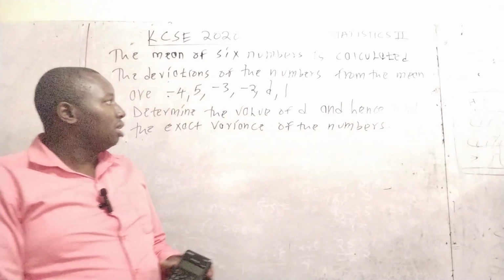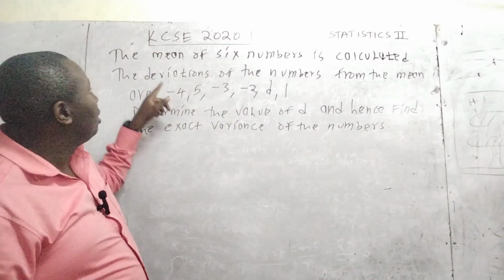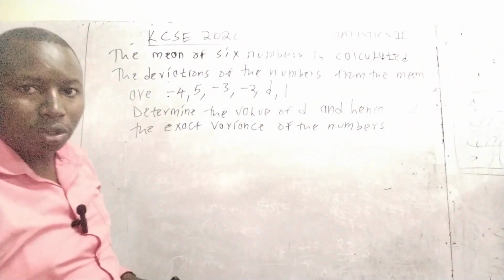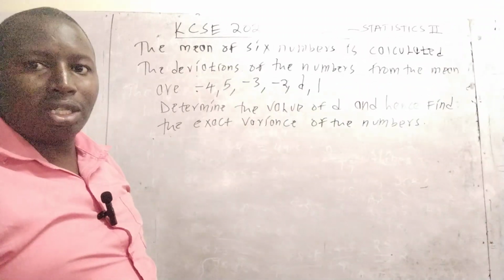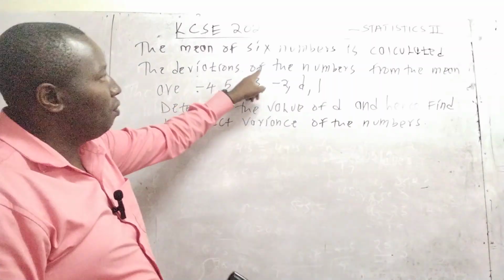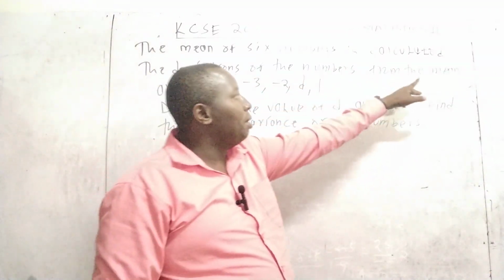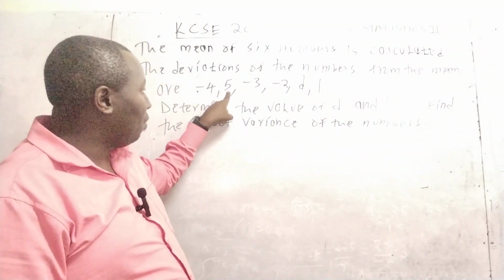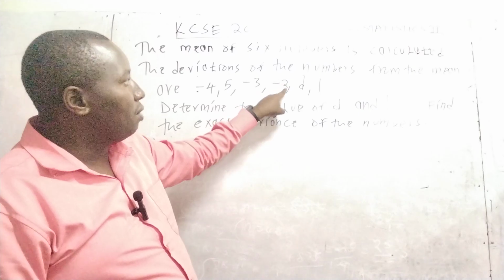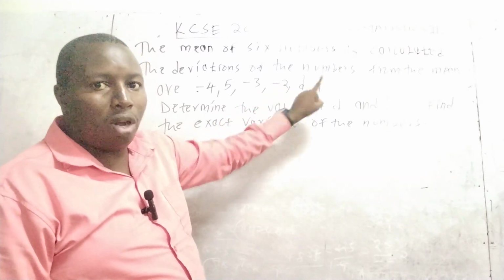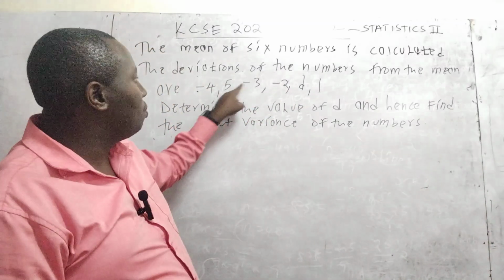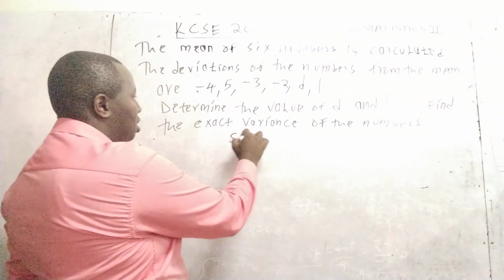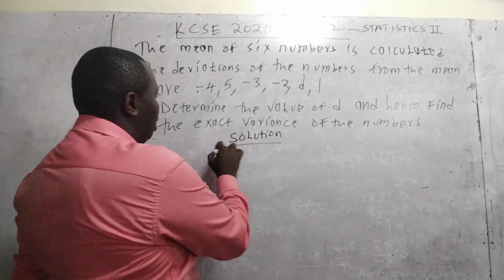So let's see the question here. That is KCSE 2020, Paper 2, Statistics 2. So the deviations of the numbers from the mean are -4, 5, -3, -2, D, and 1. So how many numbers do we have? We have 1, 2, 3, 4, 5, 6. There are 6. So n is 6.